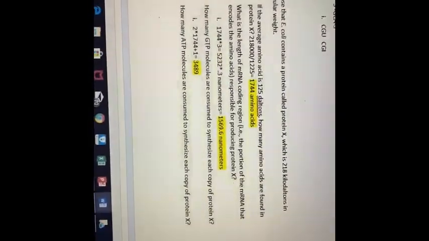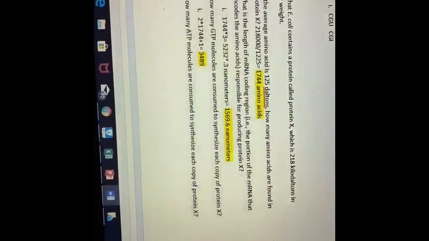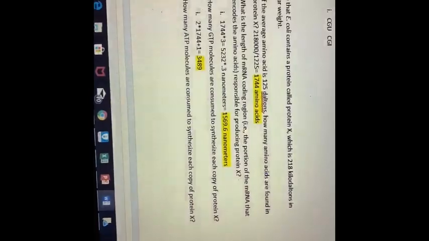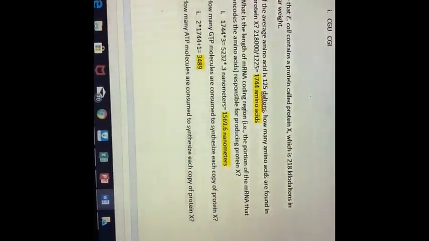And question 4. Suppose that E. coli contains a protein called protein X, which is 218 kilodaltons in molecular weight. If the average amino acid is 125 daltons, how many amino acids are found in the protein? So you take the weight in daltons and you divide that by 125, and you get 1744. That's how many amino acids there are.